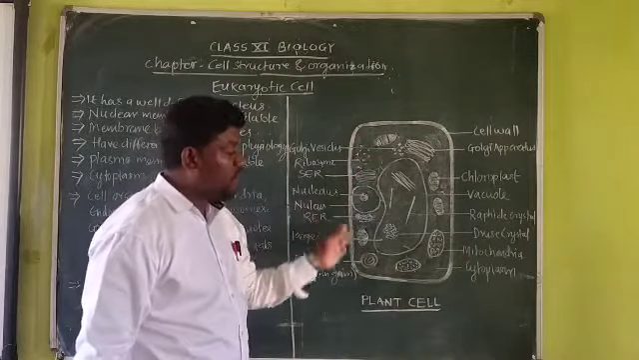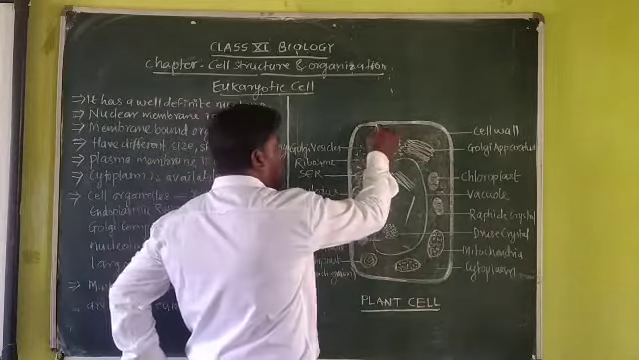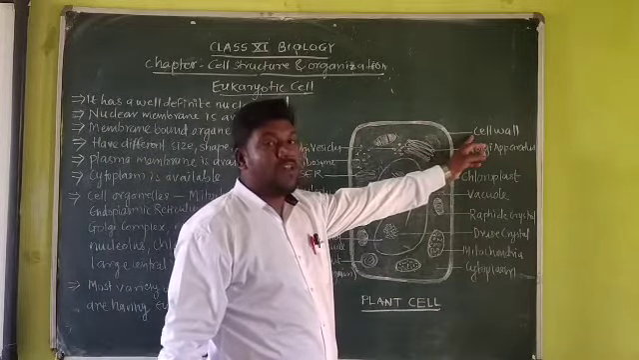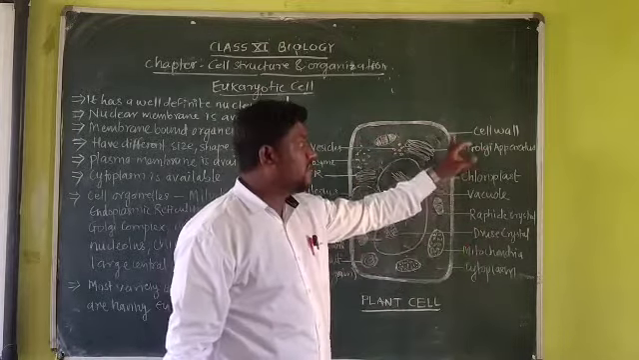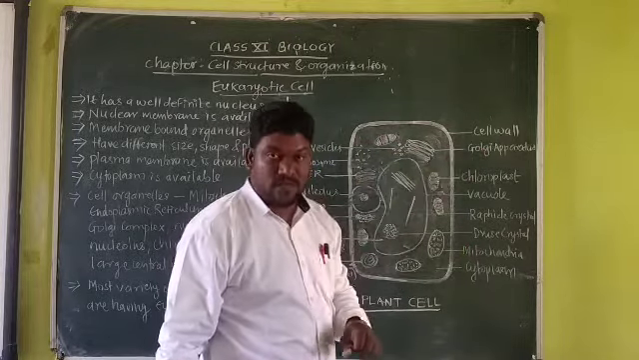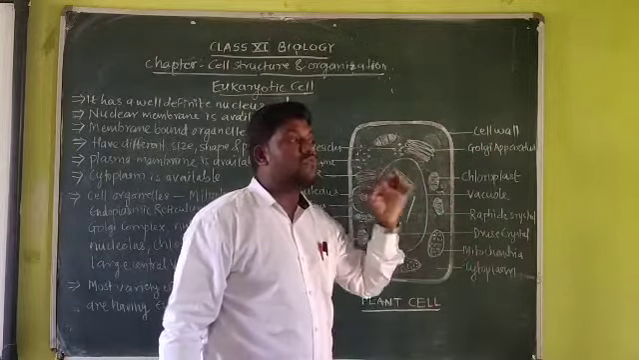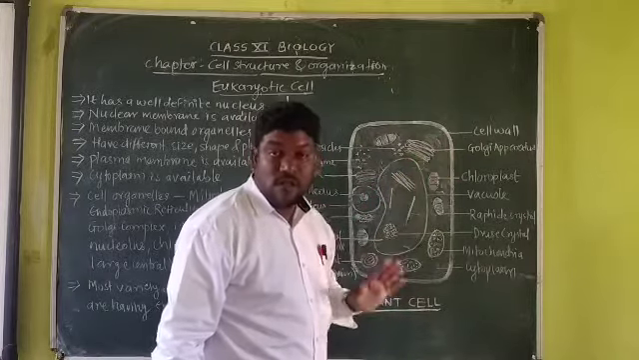Now moving from the one by one organelles. Okay, now it is a cell. The outermost level of the cell, which is dark in color, you can see, is called the cell wall. Okay, cell wall, it is the outermost layer of the cell. It's called a cell wall.